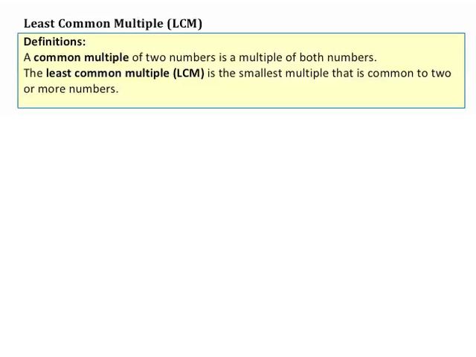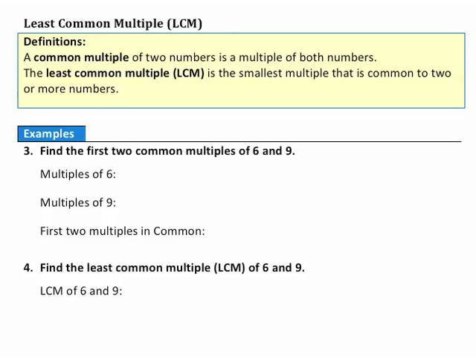Least common multiple. Let's start with some definitions. A common multiple of two numbers is a multiple of both numbers. The least common multiple, or LCM, is the smallest multiple that is common to two or more numbers. Now let's take a look at some examples that will help us understand common multiples and the least common multiple.